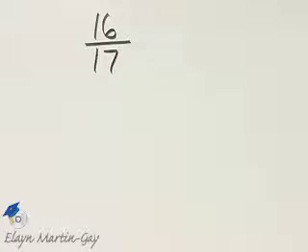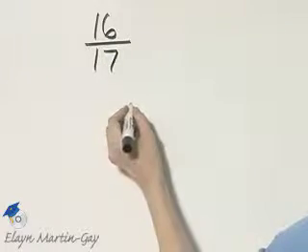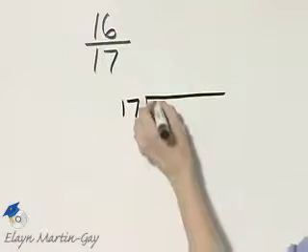Let's write this fraction as a decimal. We will round to the nearest thousandth if necessary. So remember, the fraction bar means division. We will simply divide the denominator into the numerator. So I'll divide 17 into 16.